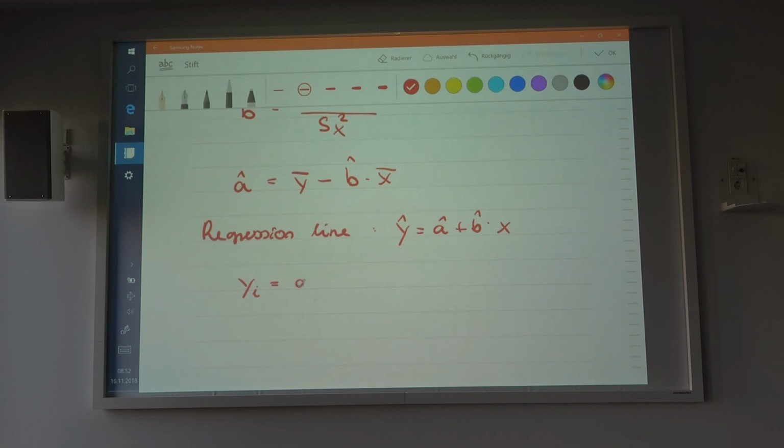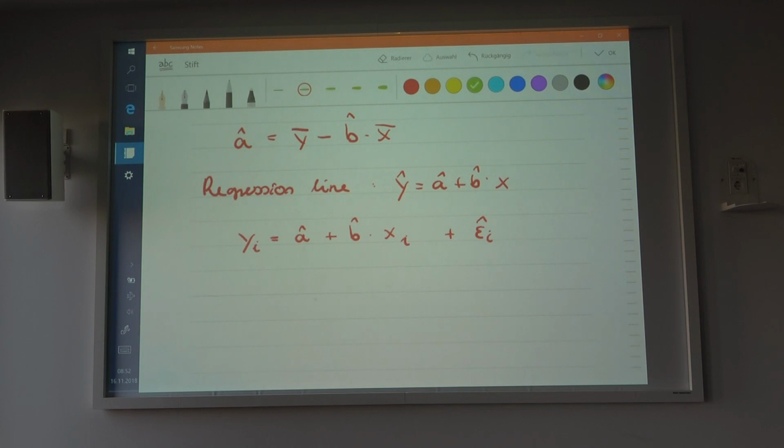So here you have y_i = a hat + b hat times x_i + epsilon_i, where i goes from 1 to n. I call this part y hat. This is the explained part of y, the part of y that can be explained by x. So this is the explained part of the dependent variable, or in this case, in particular, of the observation.